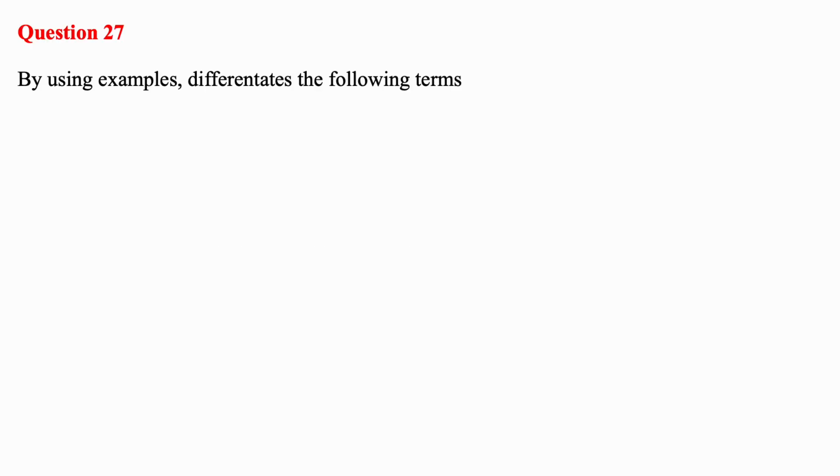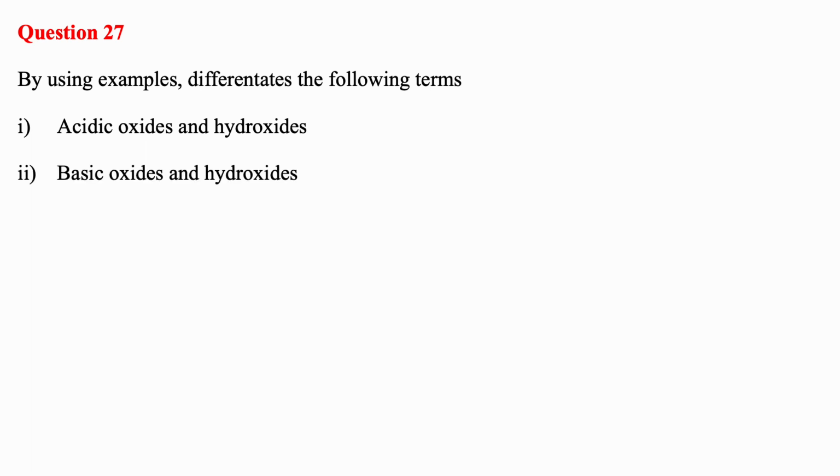Starting with question number 27, because last time we ended at question 26. Question 27 is saying, by using examples, differentiate the following terms: acidic oxide and hydroxide, basic oxide and hydroxide, and then amphoteric oxide and hydroxide. So let's quickly see the answer.